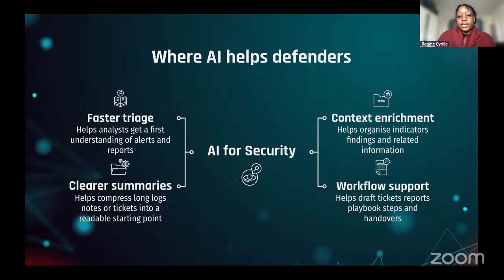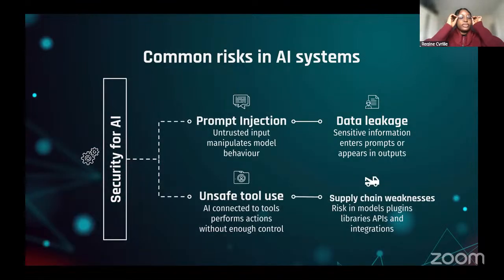Then on the other side, there are some common risks in AI systems. Now we are looking at the other side of the sword, security for AI. The models that we use, the systems that we use that have AI, a very simple one being chatbot systems. How do you make sure that the AI systems themselves are secure? Because they are vulnerable to attacks such as prompt injection, data leakage, unsafe use, and supply chain weaknesses.